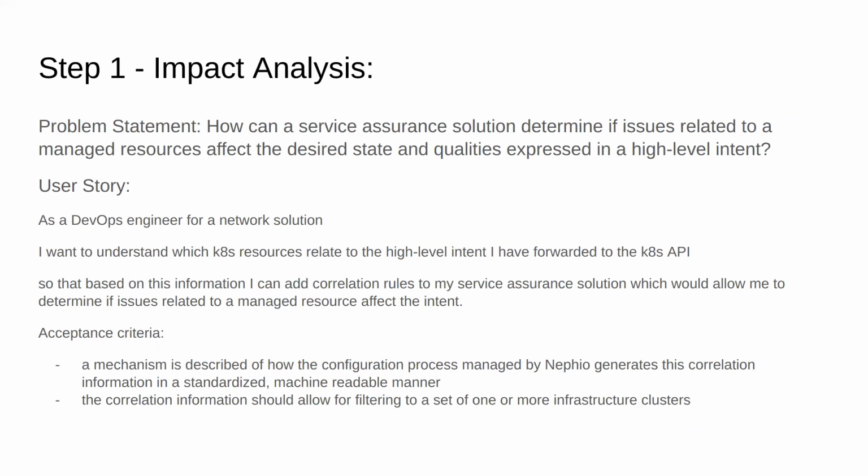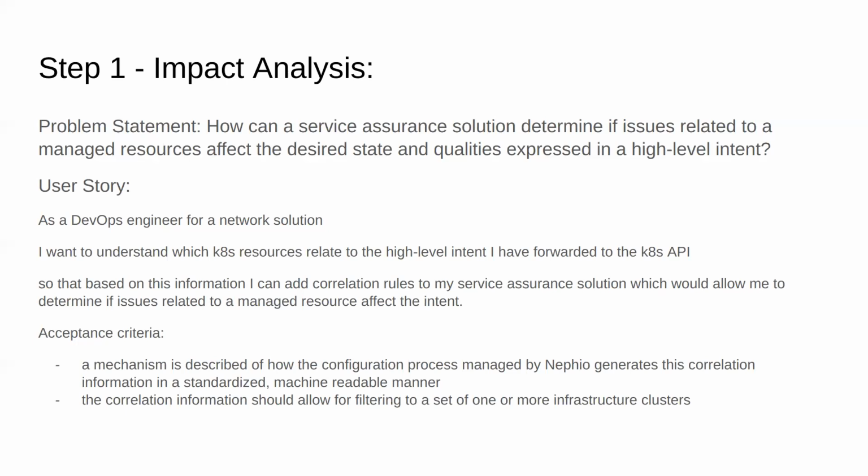This is the first user story. The user story would try to address the following problem statement. How can a service assurance solution determine if issues related to managed resources affect the desired state and qualities expressed in a high-level intent? Imagine that we've got the capability to observe pods and services, etc., and we notice that one of those resources is not okay. How would I know which high-level intent, in this case which network function topology, would be affected by that?